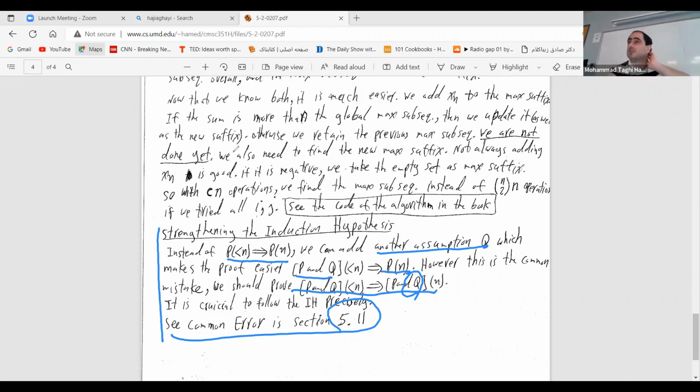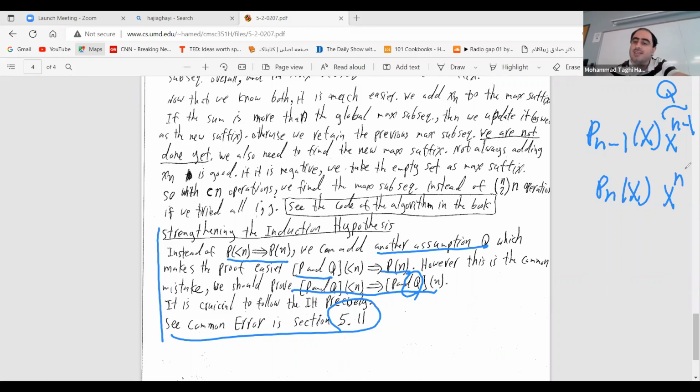Yes? How do you prove Q in the previous problem? So in the previous problem, if you remember, in the first case, we had P of N minus 1 of X, and we said that we also have X to the N minus 1. Remember? This is the Q statement. So then it means that we should have P of N of X, and also we should have X to the N. This is Q of N. That's the thing that we need. We will see another example here.